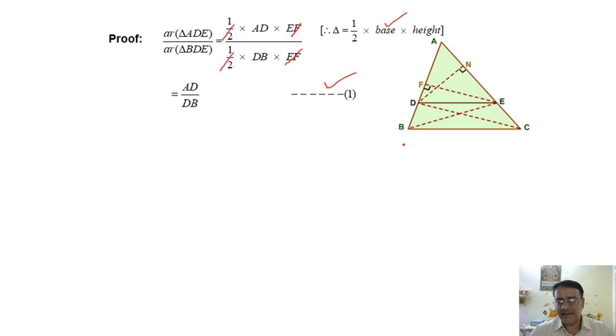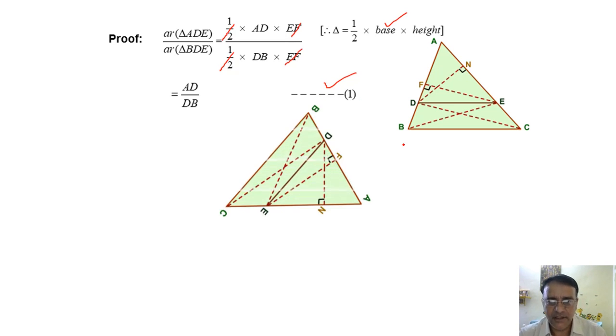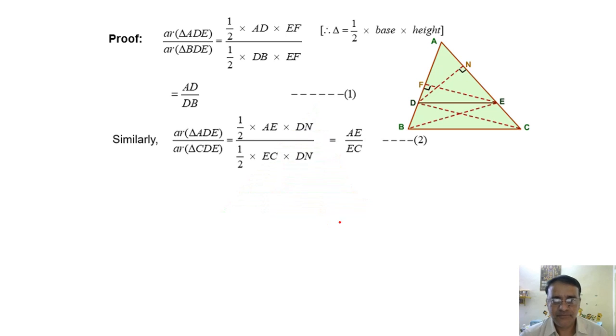Now similarly we are going to take DN altitude. DN is the altitude of the same triangle ADE, and base is AE. So half into AE into DN. The next triangle we are going to take is CDE. So this is the base, CE और EC, half into EC into DN. So इन दोनों का रेशियो मैं लेने जा रहा हूँ. I am going to take these two ratios. इसमें half cancel हो जाएगा similarly, and DN will be cancelled, and we are getting AE upon EC. Let it be equation number 2.